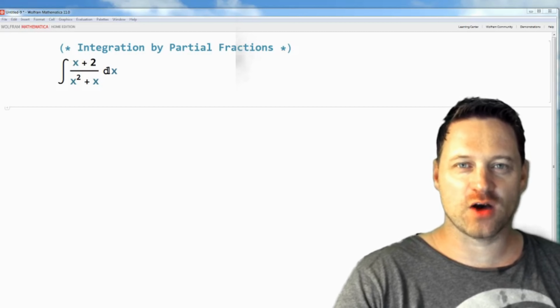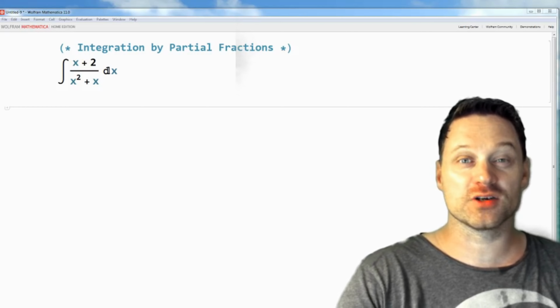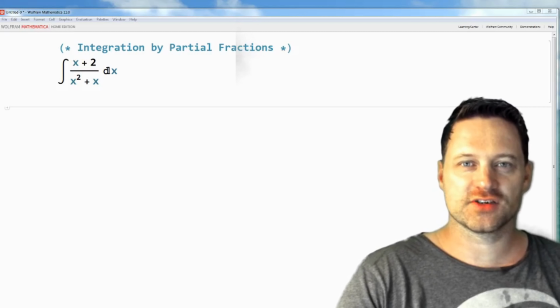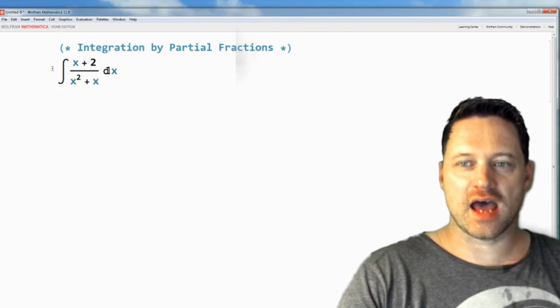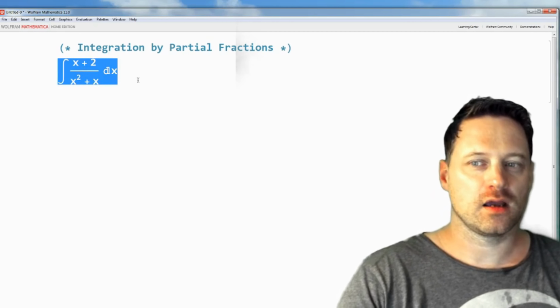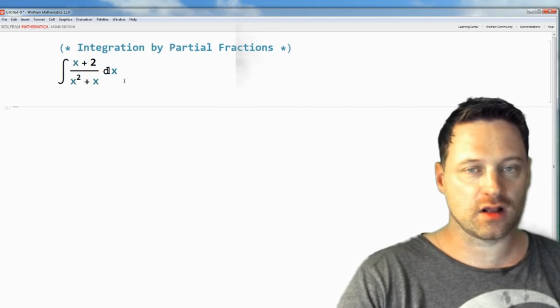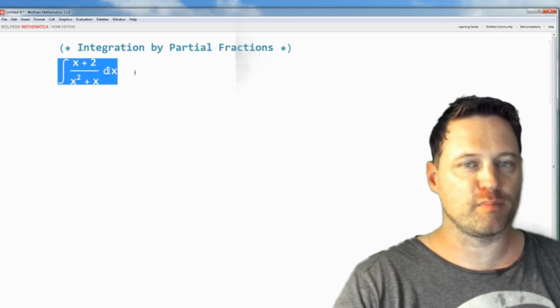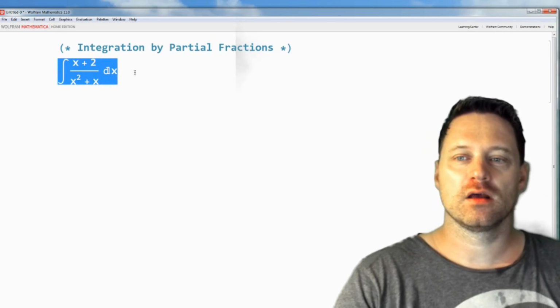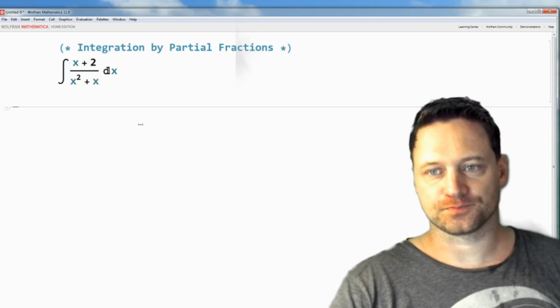I'm going to show you how to calculate an integral by partial fractions. If you're interested in that, keep watching. Okay, so here we have an example. In this Mathematica tutorial, I'm going to do this example of calculating this integral by hand using partial fractions.